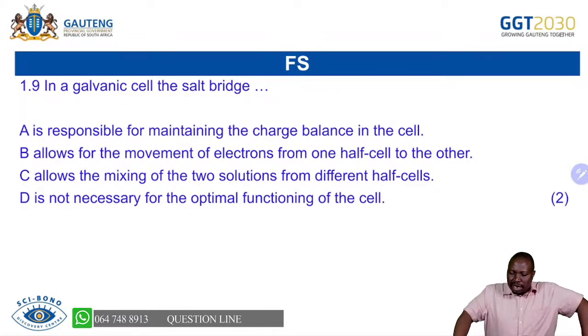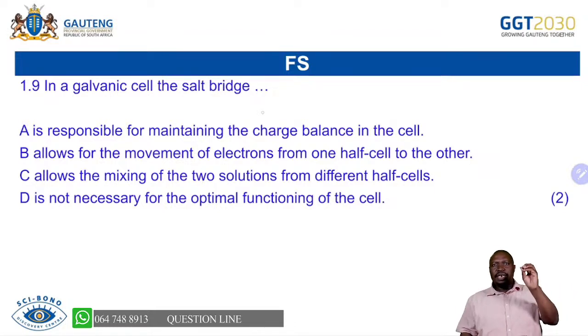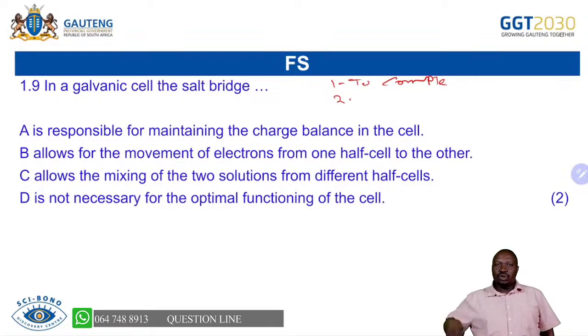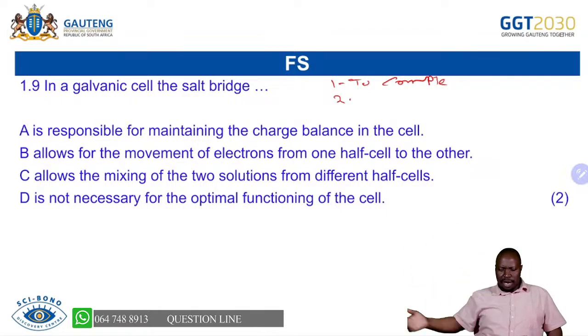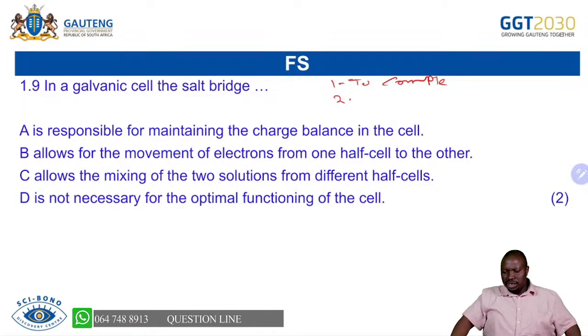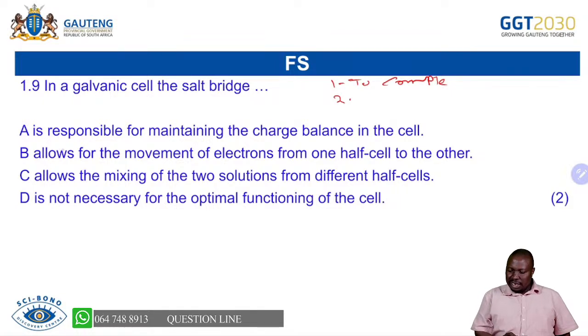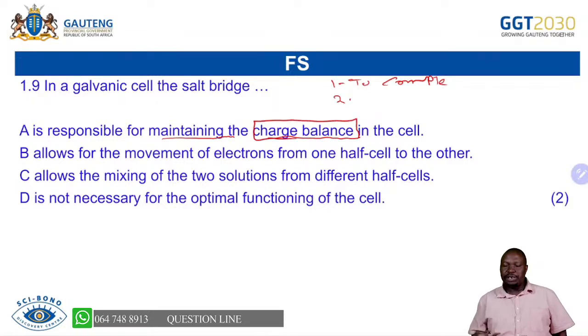Now they are saying in a galvanic cell, the salt bridge is responsible for. Remember, this question is here to remind you of the functions of the salt bridge, to say what we use the salt bridge for. Remember, we use the salt bridge to complete the circuit, and to maintain electrical neutrality. How do we do that? By ensuring that where we have more negative, that's where our cations will move. Where we have more positive, that's where our anions will move. So you are able to know that, okay, the salt bridge in a galvanic cell is responsible for maintaining the charge balance. This is the neutrality we're talking about, the charge balance in the cell.